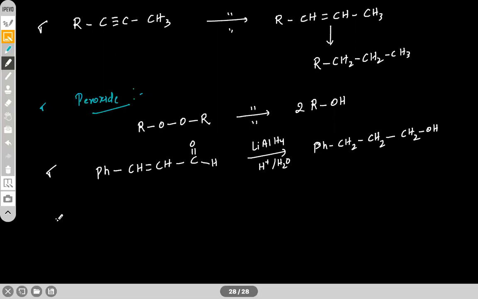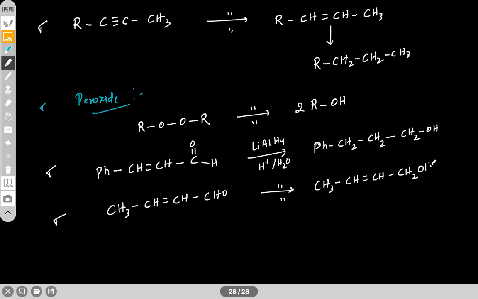If it is not in conjugation, for example CH3CH=CH-CHO, the double bond will be as it is. This double bond won't get reduced here since it is not in conjugation. So these are some specific reactions that you have to memorize.